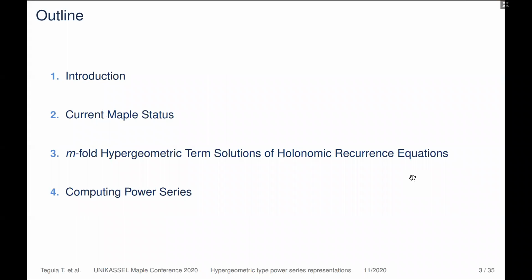As outlined, after an introduction where we give general definitions and backgrounds, we'll move on to the current Maple status in computing power series. Then we will move to the presentation of a main result, the computation of m-fold hypergeometric term solutions of ordinary recurrence equations. And in the last section, we will show how these can be used to compute hypergeometric type power series.